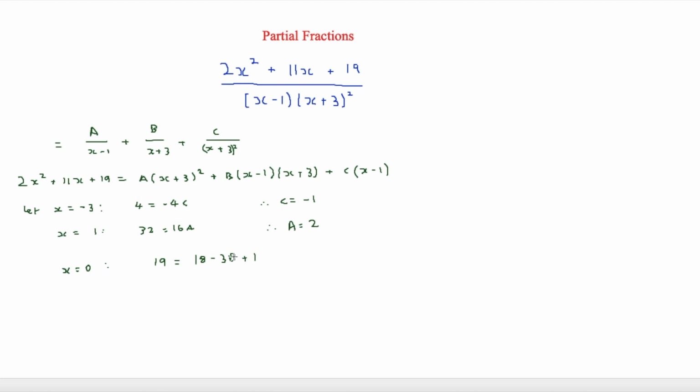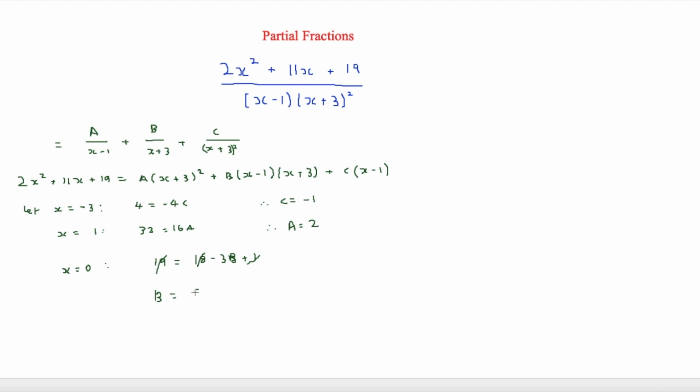So you may be able to see that what we've got here is going to cancel. So the 18 will cancel, the 1 will cancel, and then 19 here will cancel. But 18 plus 1 is 19. That's going to cancel. So therefore we know that minus 3b is equal to 0. So therefore b is simply equal to 0.